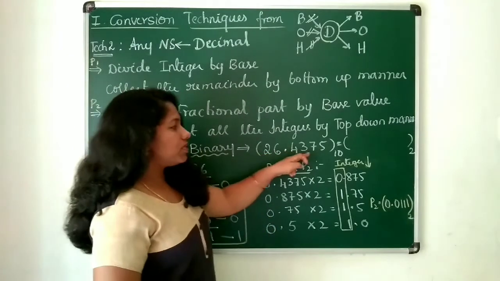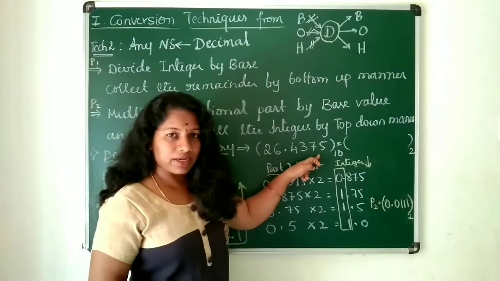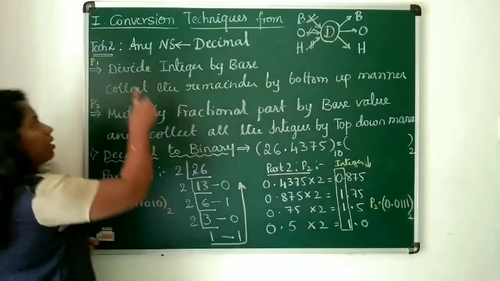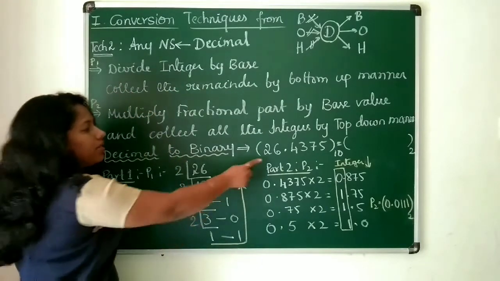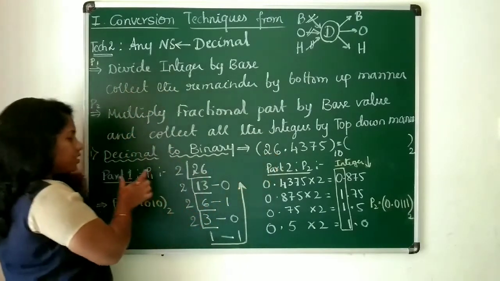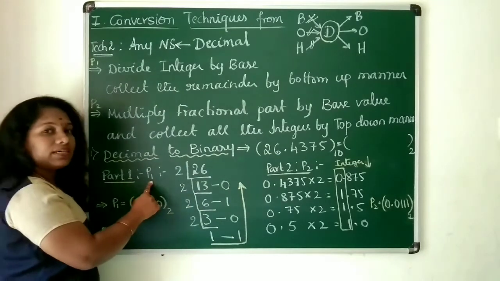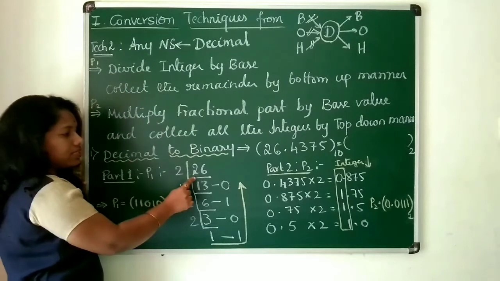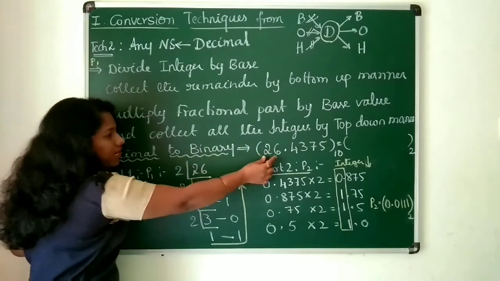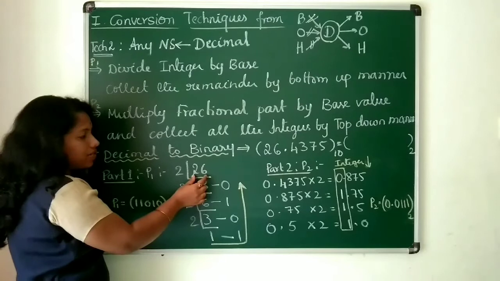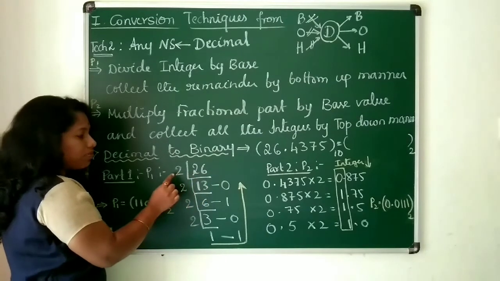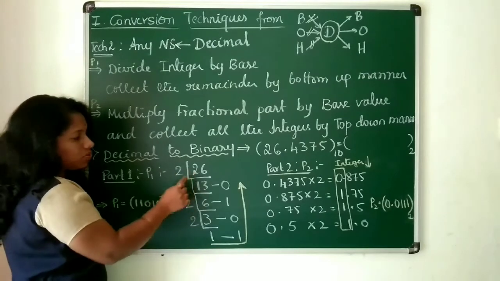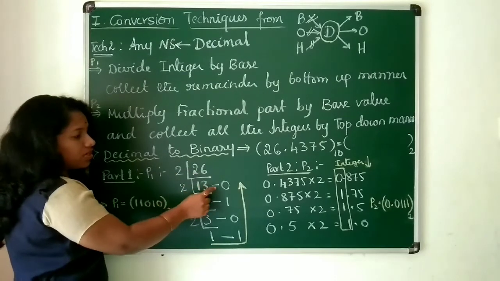26.4375 is a decimal number here. I need to convert this into a binary number. So from the hint, I need to take the first part, which I have represented here as P1. So the P1 hint is divide the integer by base. So I have taken 26 as the integer part, as you know. This integer part is divided by the base value, that is 2. So 2 ones are 2 and 2 3s are 6. So there is no remainder, so I can write 0 here.